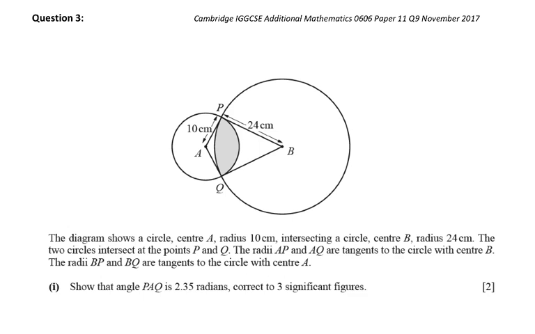The radii of AP and AQ are tangent to the circle with center of B. The radii of BP and BQ are tangents to the circle with the center of A. So the keywords here are tangents. When we are referring to tangent, it means that this particular point and this particular part will form a 90 degrees.